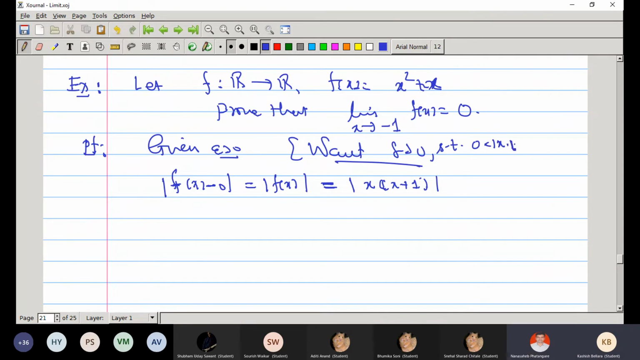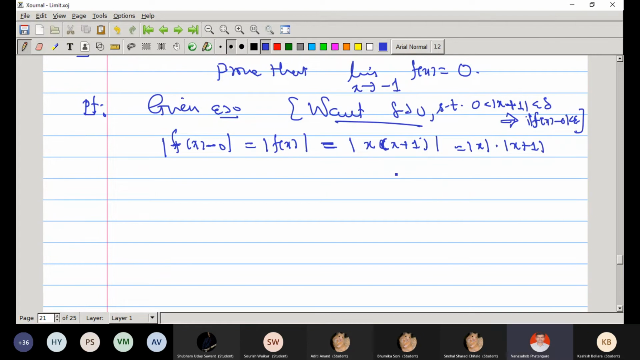It is x plus 1 because we are looking at the limit at minus 1. x minus minus 1, that is x plus 1, is less than delta. Then the distance of f of x minus 0 is less than epsilon. This is what we expect. So x plus 1 appears here in the absolute value of x into x plus 1, because of minus 1, so we want to find delta so that x plus 1 is less than delta.